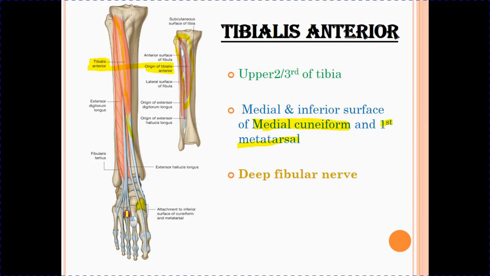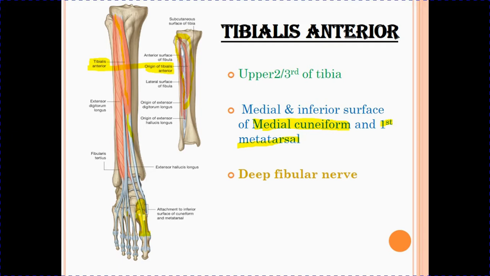In the hand we have metacarpals while in the foot we have metatarsals. So this bone is called as first metatarsal and these are the phalanges, right? So the tibialis anterior tendon is inserted on the medial and the inferior surface of the medial cuneiform and the first metatarsal bone.